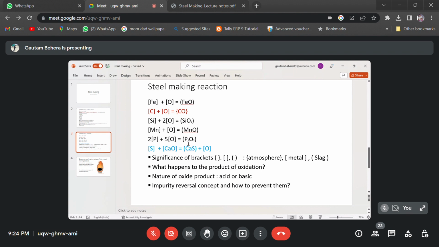Now the question is the significance of this bracket. I think once I told about these brackets. Can anybody remember the significance of this kind of bracket and this kind of bracket? Because you can see, I'm not writing the reaction plainly, I'm writing the reaction with brackets. So what is the significance of these three kinds of brackets? Actually, the answer is already there.